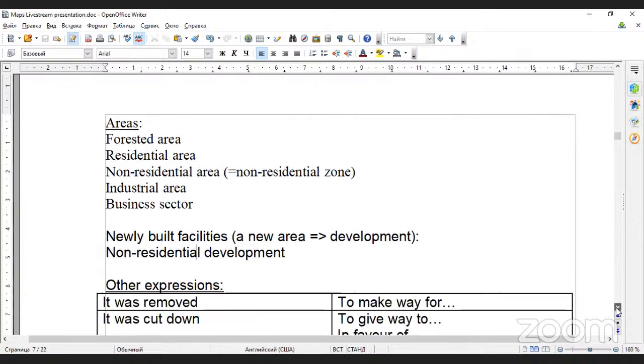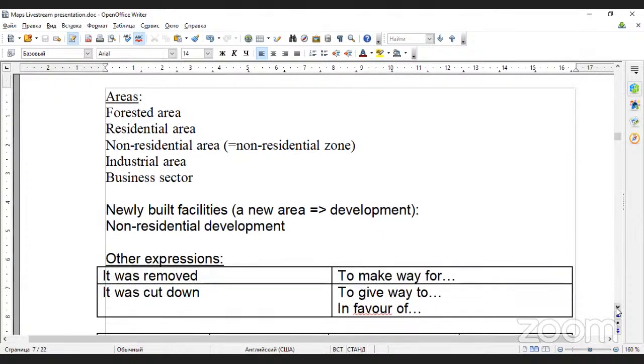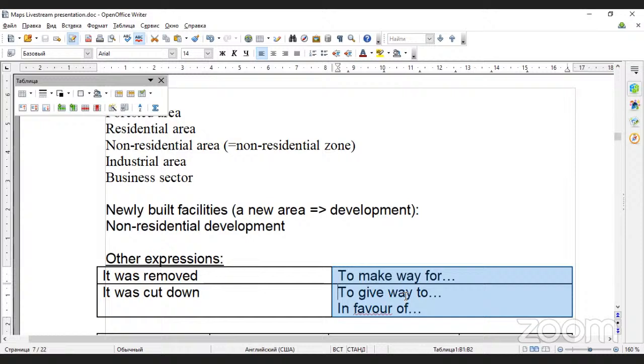Okay, now some other expressions. When something was knocked down, pulled down, or demolished, and something else was built, there are nice expressions that you can use: to make way for, to give way to, or in favor of. So it was removed, knocked down, pulled down, demolished, to make way for. For example, a cafe was demolished to make way for a swimming pool. Or let's say a library was knocked down to give way to, let's say, a tennis court or a golf course, right? Something like this.